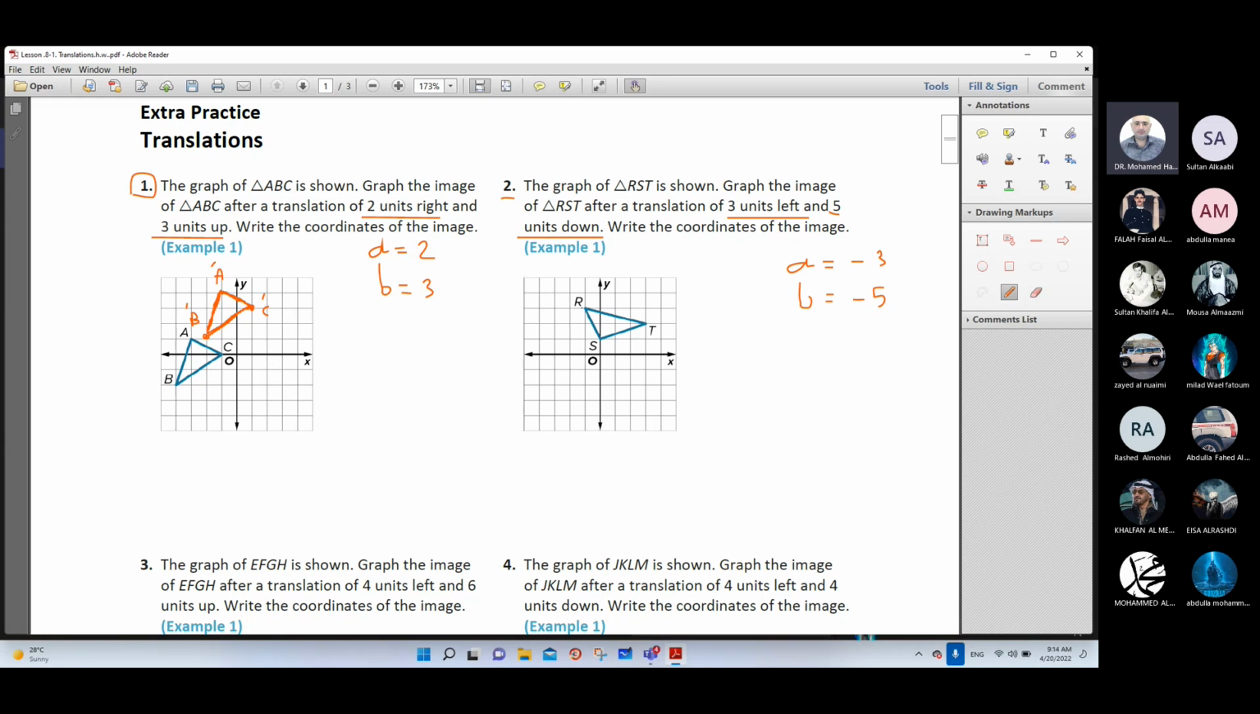So this is R. Go 3 units left, 1, 2, 3. Then 5 units down, 1, 2, 3, 4, 5. You will get here R prime. Then this is S, 3 units left, 1, 2, 3. Then 5 units down, 1, 2, 3, 4, 5. So this is S prime.